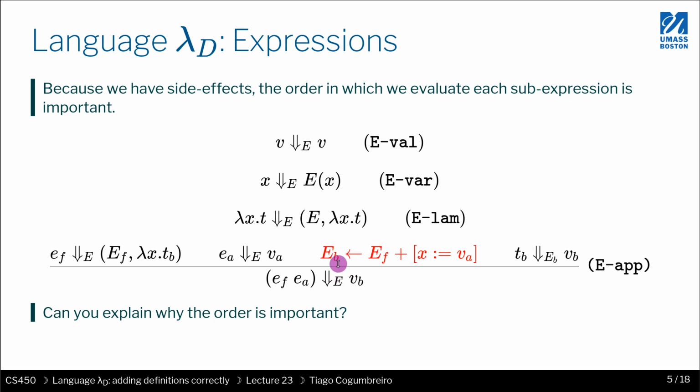And then what do you do with E of B? You are going to recursively evaluate T of B. What is T of B? It's the body of the lambda that was obtained from the closure, that was obtained from recursively evaluating E of F. So I'm going to take T of B and evaluate it with E of B. I'm going to plug this environment in as the input of the recursive evaluation of T of B, and that's going to give me some value, VB, which I'm ultimately returning.